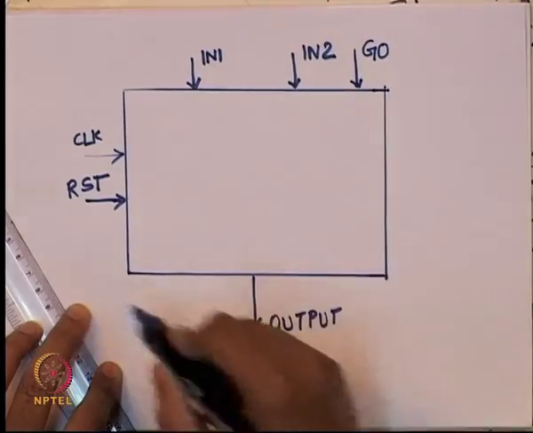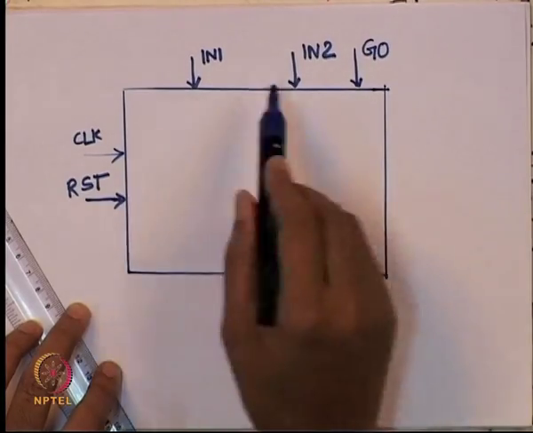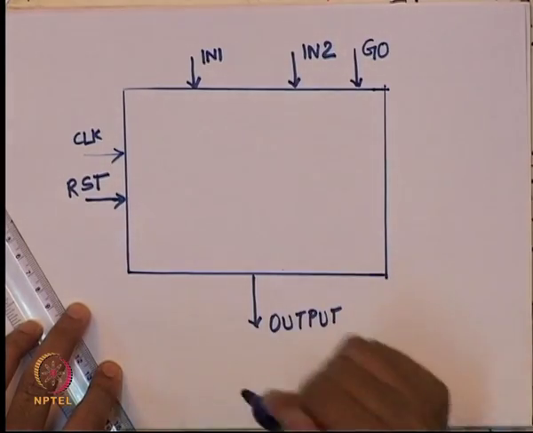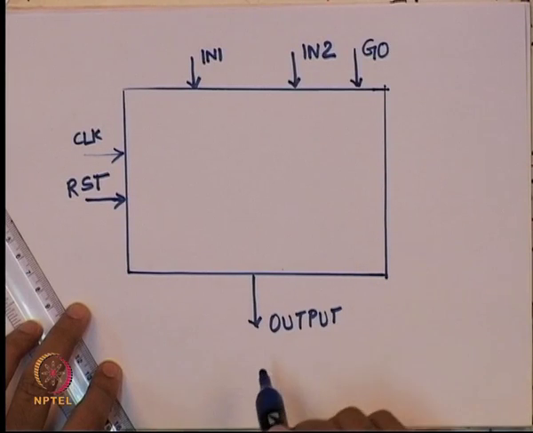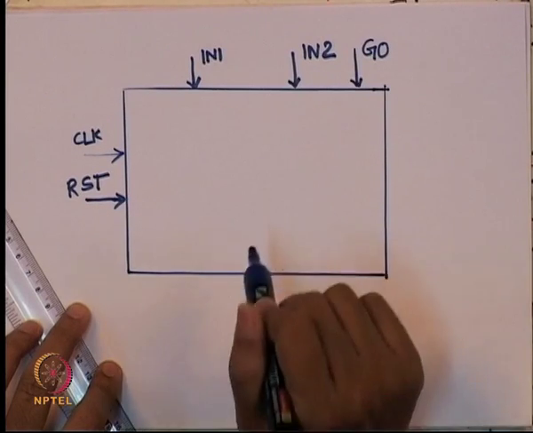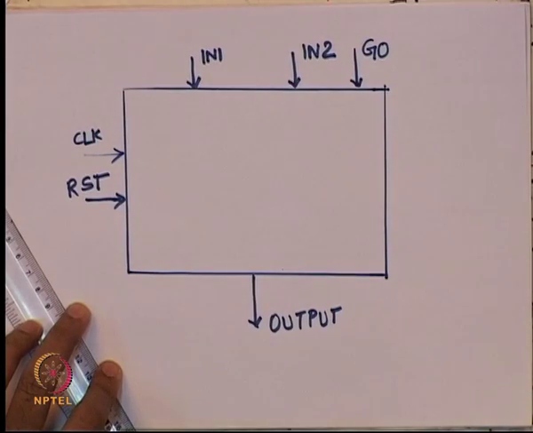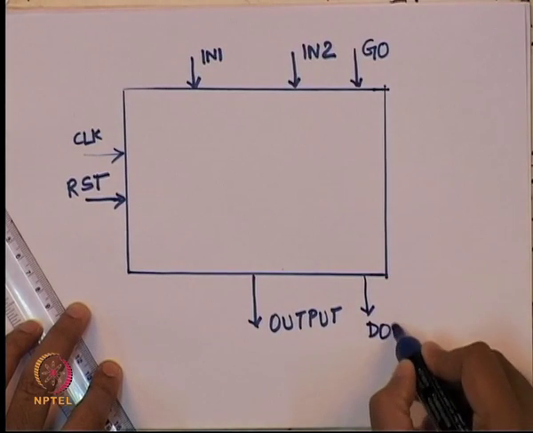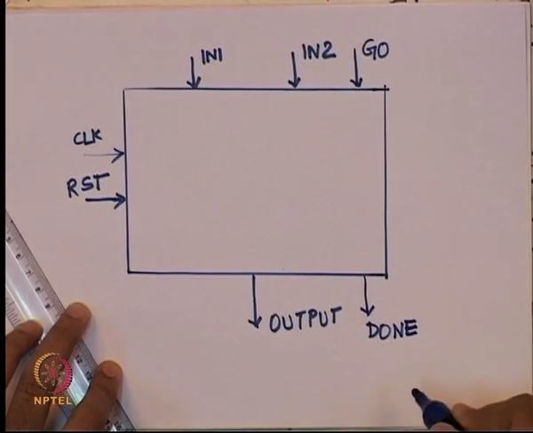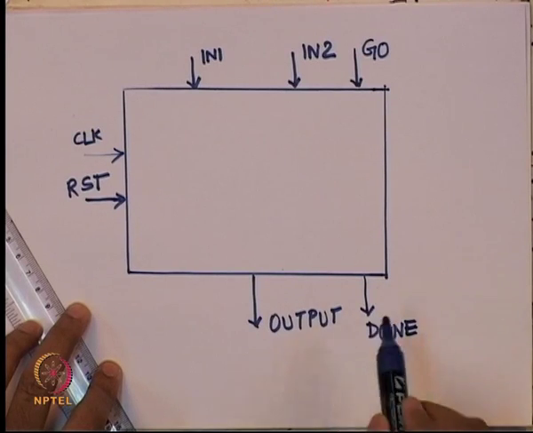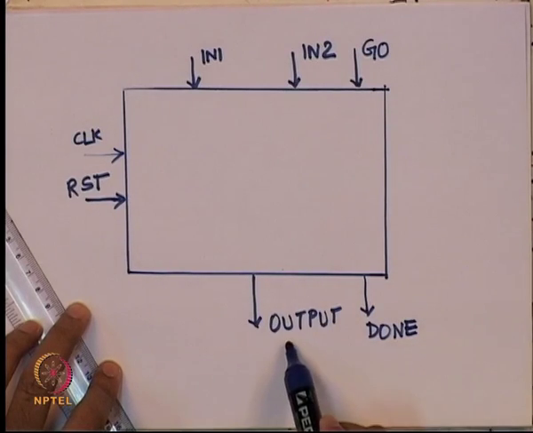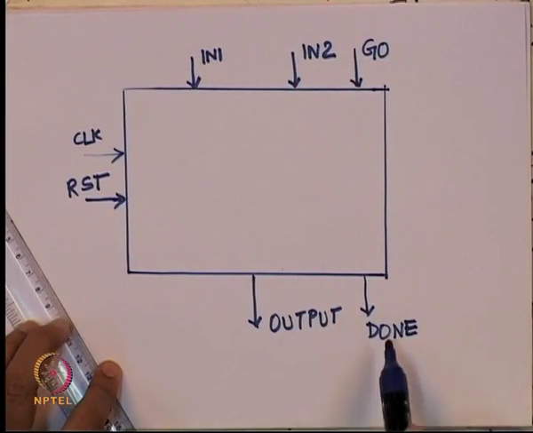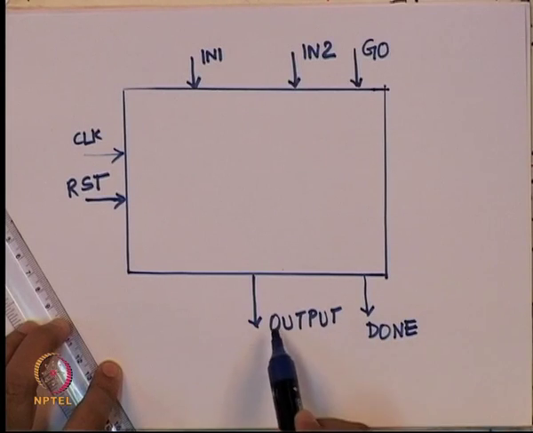If go equals 1, then this chip is supposed to take the inputs in1 and in2, process whatever it is supposed to do and give the output. The other thing that we need is, whenever the output is ready, I need some indicator from the chip that the result is ready. So for that I am going to have an output called done. Whenever done equals 1, the output is correct. Till then I am not supposed to inspect the output. I have to wait till done equals 1 to inspect the output.